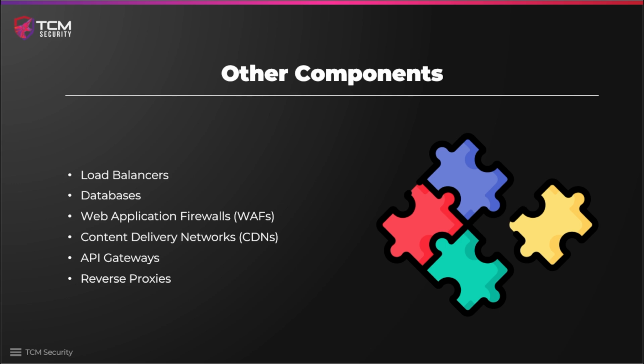And finally, we have reverse proxies, and these are used to retrieve resources on behalf of a client from one or more servers. These resources are then returned to the client as if they had originated from the reverse proxy itself. They can help with load balancing, web acceleration, security by obfuscating the backend services, and caching static content.